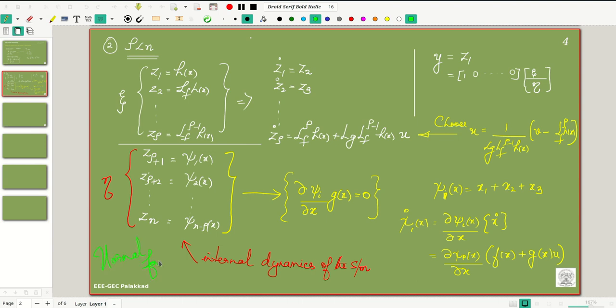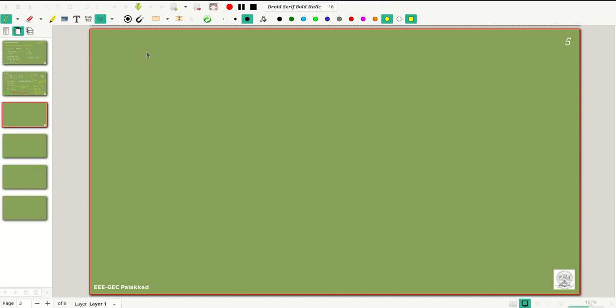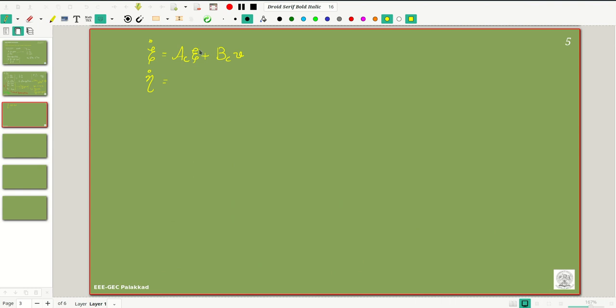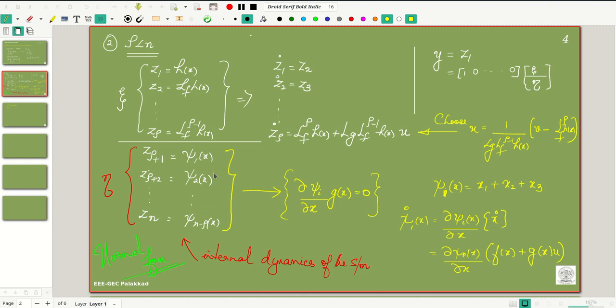I will write a representation for that. So how will you write zeta? Zeta dot is equal to Ac into zeta plus Bc into v, and eta dot. I have separated these terms here, because zeta dot I can write as Ac into zeta, since it depends upon z2, z3 etc., and finally we have the v here. So I can write it as Ac into zeta plus Bc into v, and eta dot is something which may depend upon zeta as well as eta.